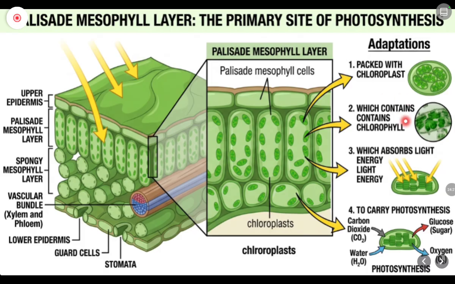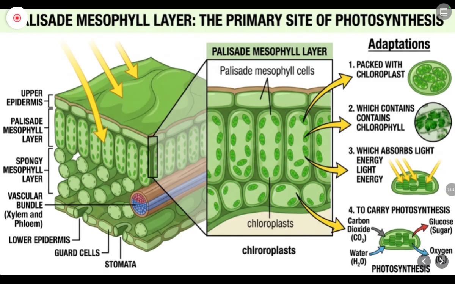And it contains chlorophyll, of course, which absorbs light energy, and that light energy is used to carry out photosynthesis by taking in carbon dioxide and water and releasing oxygen and glucose, which is the food that the plant requires to store or even to transport to other parts of the plant.